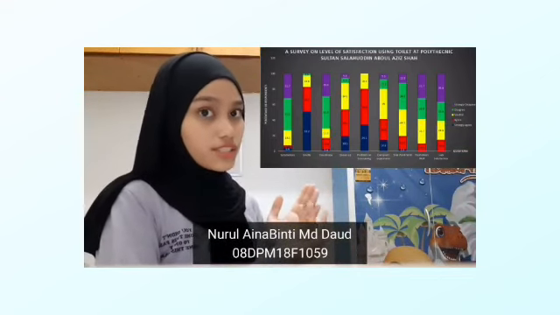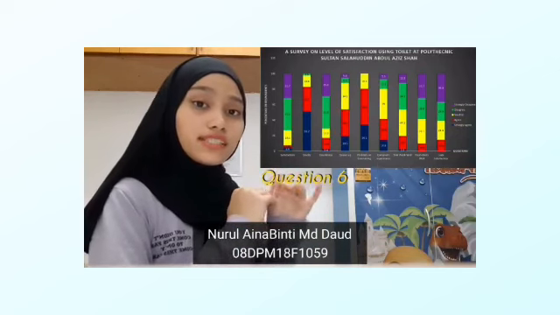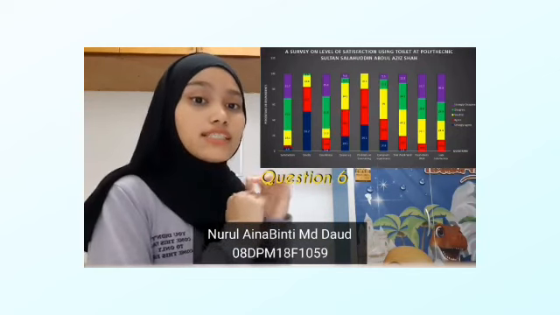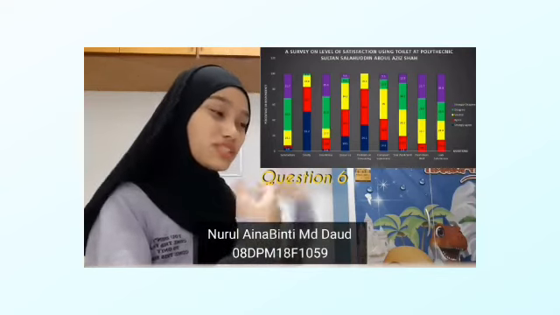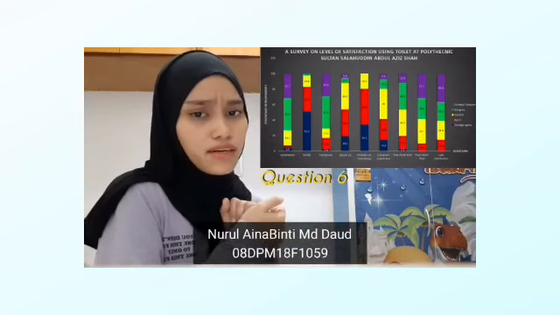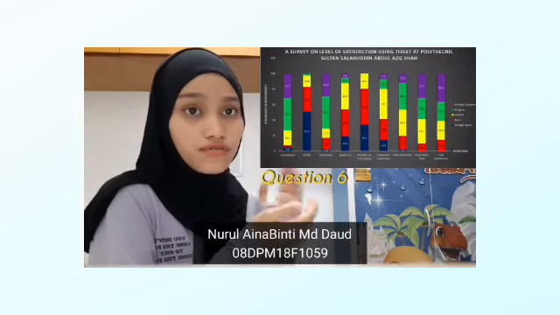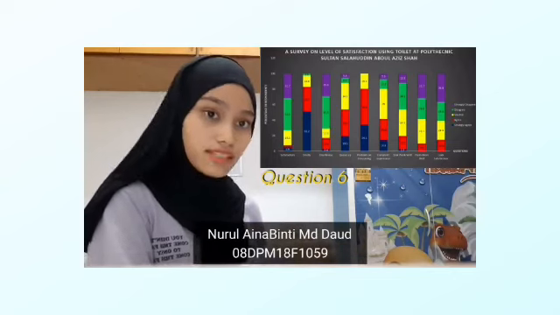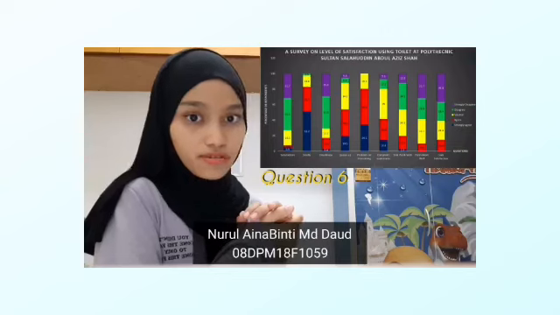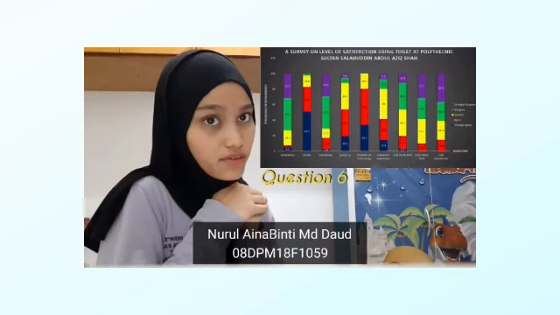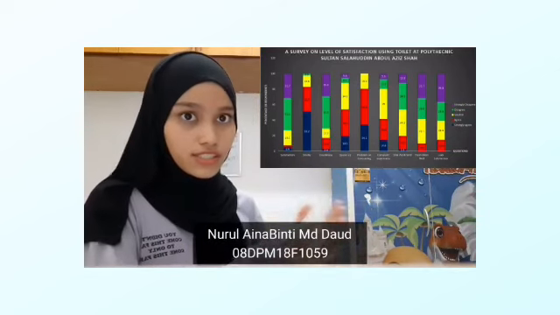Okay, let's move to question 6. This question is about whether they have experienced complaints about the toilet. As we can see from the graph, about 39% voted natural. So this means that most of them have an experience of complaint about the toilet. 7.3% disagree. Maybe they don't care or they never made any complaint to the lecturer or someone else. Okay, let's move to the next question.